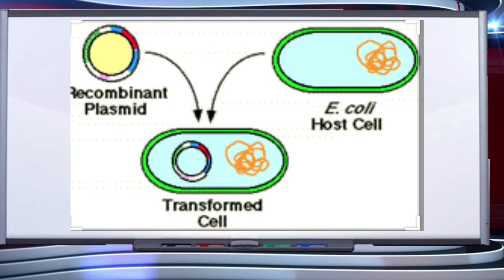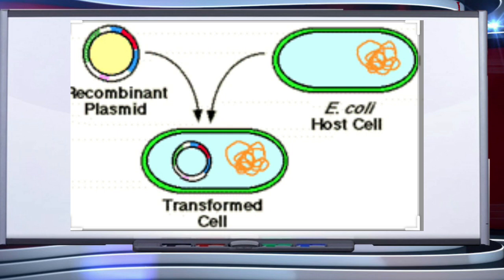The ampicillin resistance gene can be called a selectable marker. When transformed cells are grown on agar plates containing ampicillin, only transformants will grow and others will die.